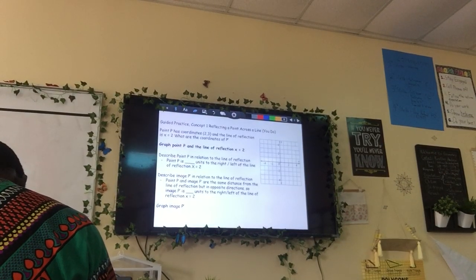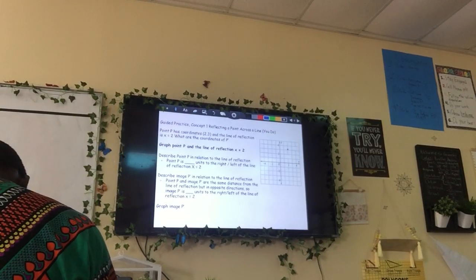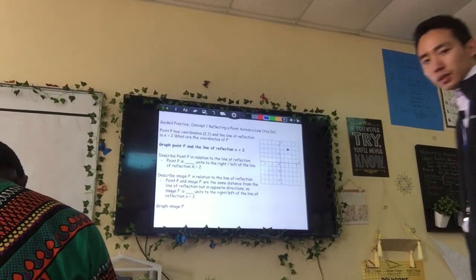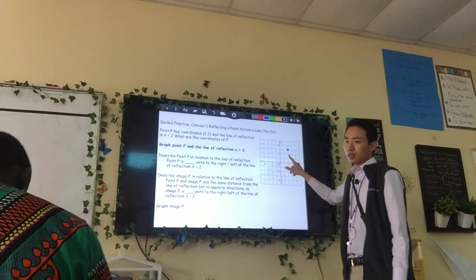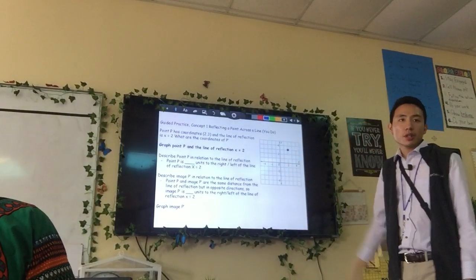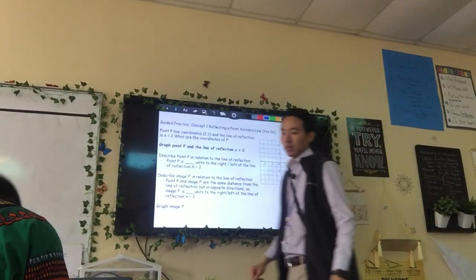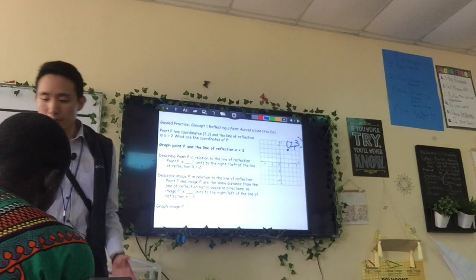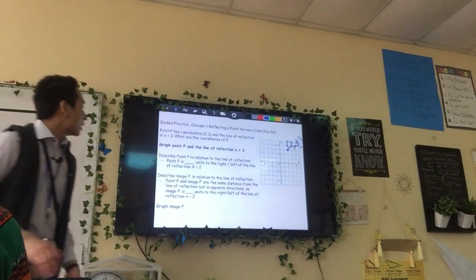Let's take a look. Point P has coordinates (2, 3), and the line of reflection is x equals 2. What are the coordinates of P? Let's see. So we got 1 point over here. That's good. Yep, that's (2, 3). Can you make sure you label it? Okay.